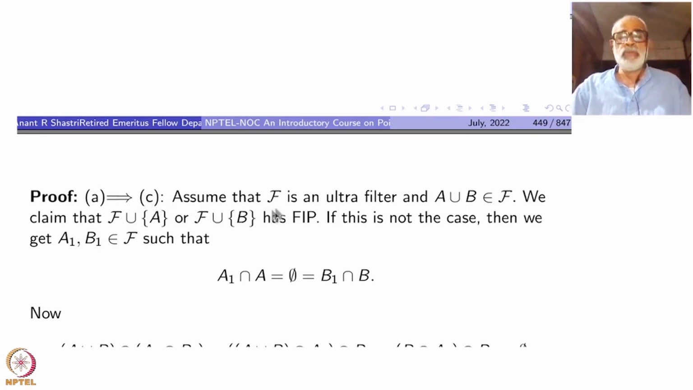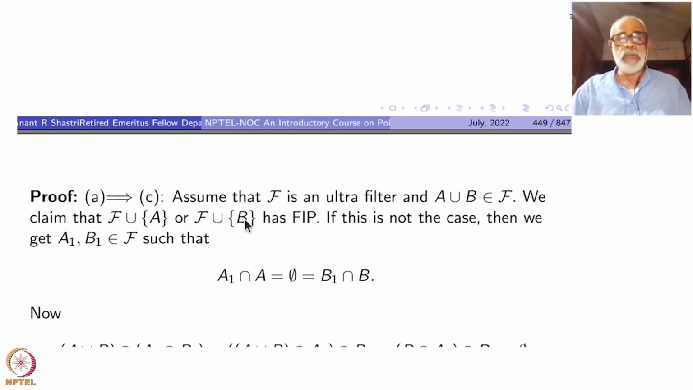So first assume F is an ultrafilter and the union of two subsets A and B is inside F. First we claim that F union A or F union B has the finite intersection property. If this is not the case, then we get two subsets B1 and B2 of X, but they are members of F, such that B1 intersection A is empty. Similarly, B2 intersection B is empty, because each of these families has violated the finite intersection property.